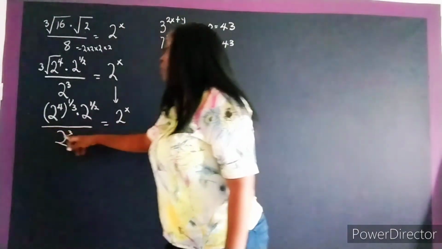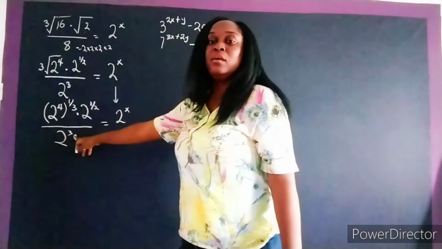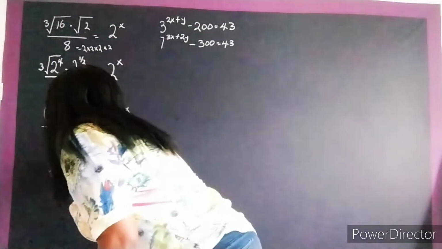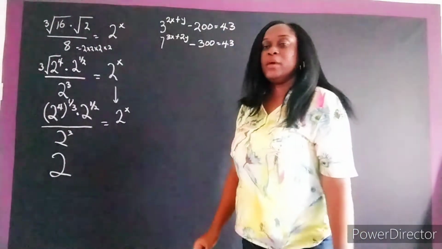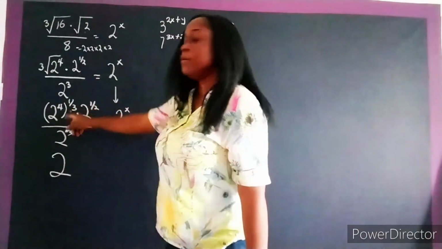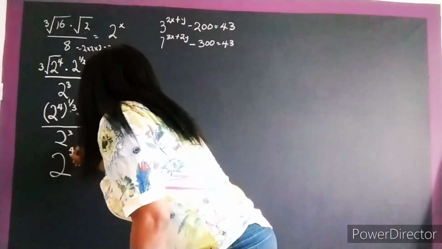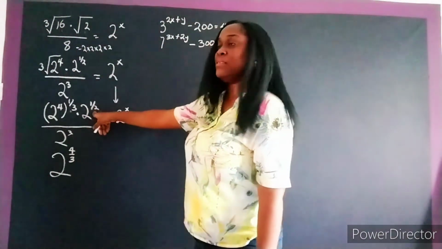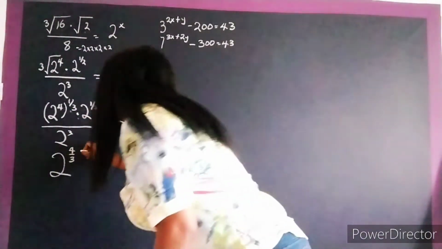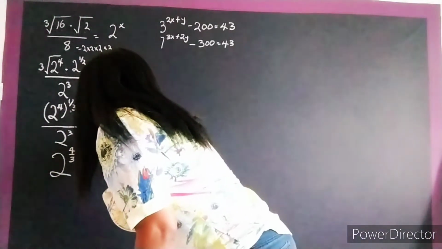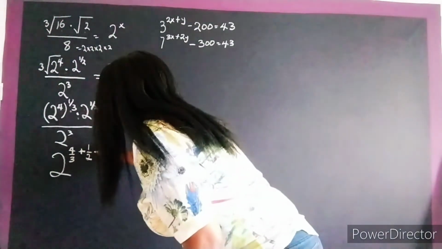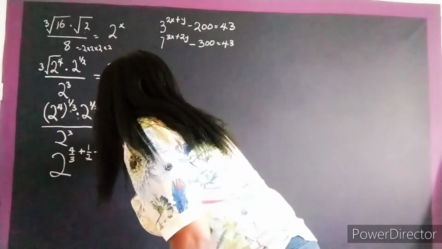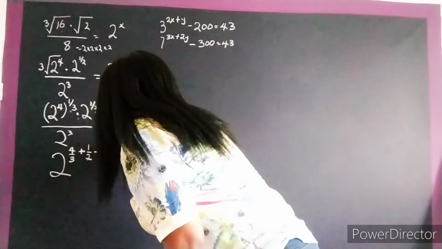When you see a division of powers with the same base, the powers will be subtracted. So write a big 2 here. The first power here is 4 over 3. Then, remember I said we're going to add this because of this multiplication, so we'll say plus 1 over 2, then minus 3, equal to 2 raised to the power x.